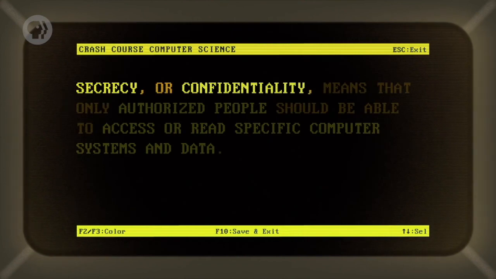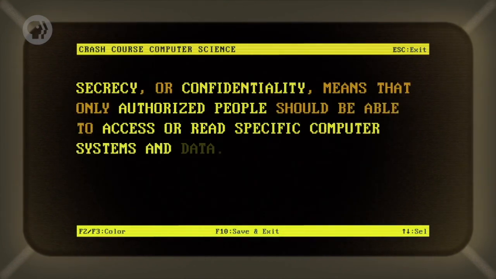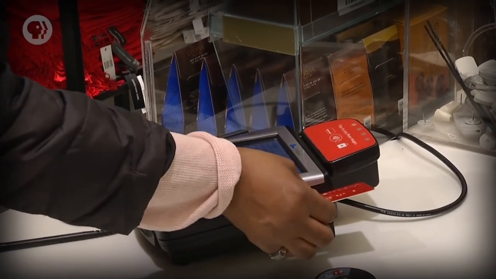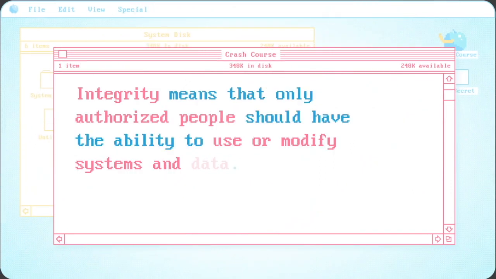Let's unpack those 3 goals. Secrecy, or confidentiality, means that only authorised people should be able to access or read specific computer systems and data. Data breaches, where hackers reveal people's credit card information, is an attack on secrecy. Integrity means that only authorised people should have the ability to use or modify systems and data. Hackers who learn your password and send emails masquerading as you is an integrity attack.